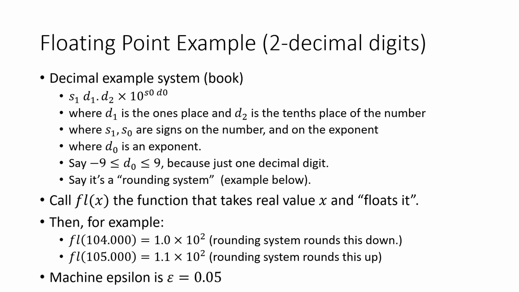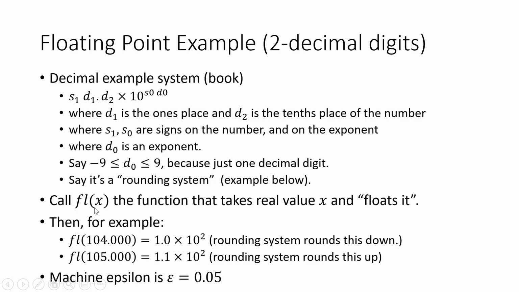So remember the two-digit floating point example from the Matlab book. We are going to have a sign S1 multiplied by a two-digit significand D1.D2, and then it's a base 10 system, a decimal system, so we're going to have a base 10 raised to the exponent S0 times D0, and D0 is a digit that can range from -9 to +9, and we're going to claim that it's a rounding system.